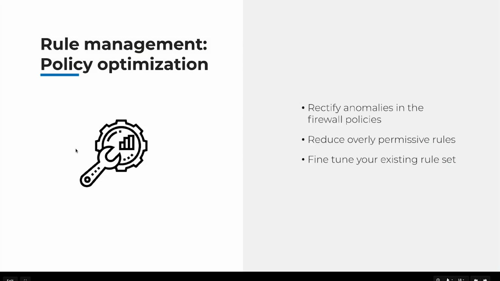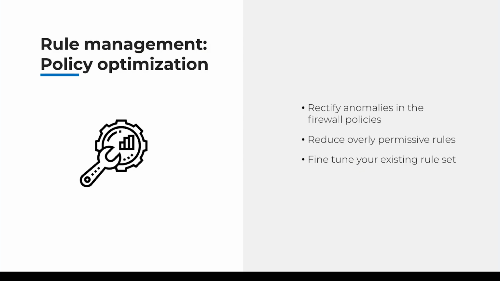Moving on to the next feature of rule management, we are going to look at policy optimization. Now that Jim has solved the visibility issue, let us look at how the policy optimization feature will help him address his challenges. As I mentioned before, the rules have been written by multiple security admins, and they have not been reviewed for a very long period of time. Because of this, there are a lot of anomalous rules and also overly permissive rules which will affect the performance of the firewall. With Firewall Analyzer, he can rectify the anomalies present in the firewall policies, reduce the overly permissive rules, and also fine-tune the existing rule set.